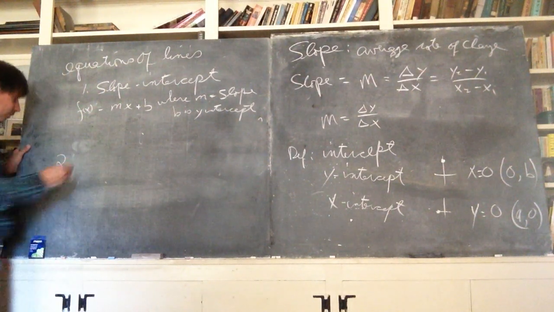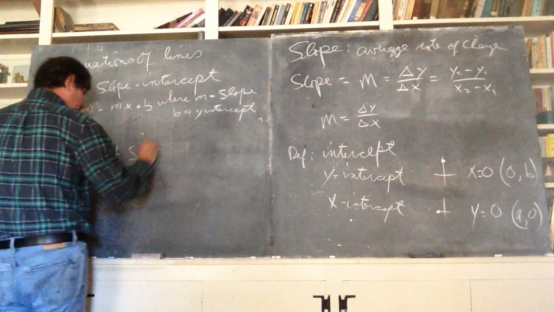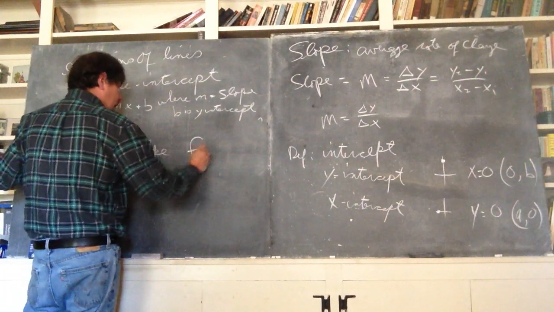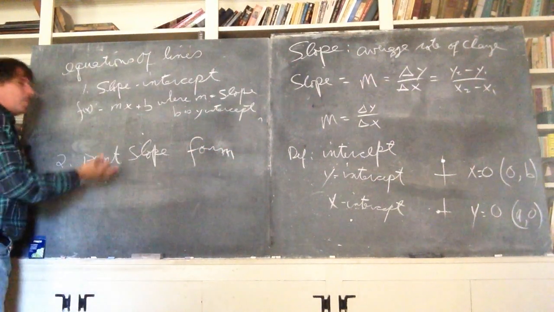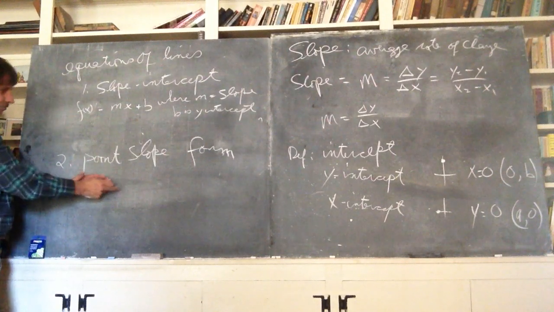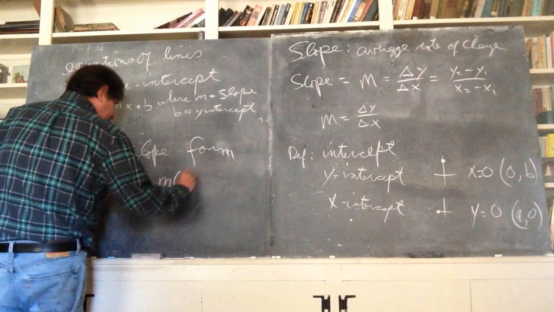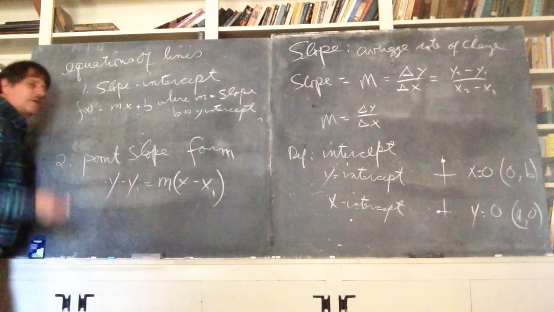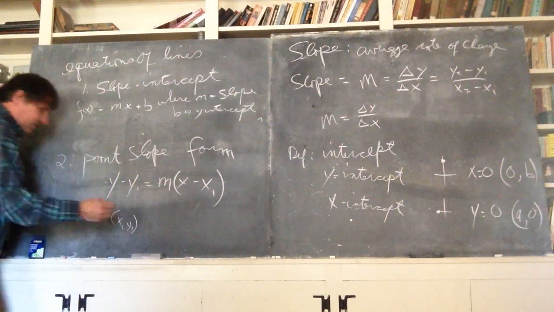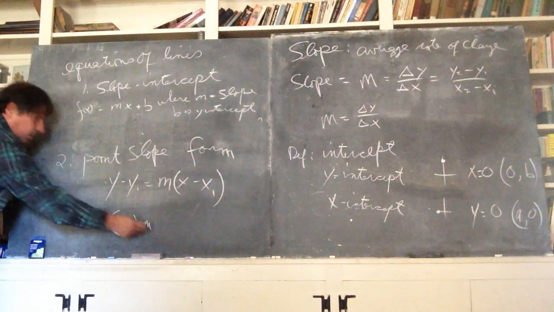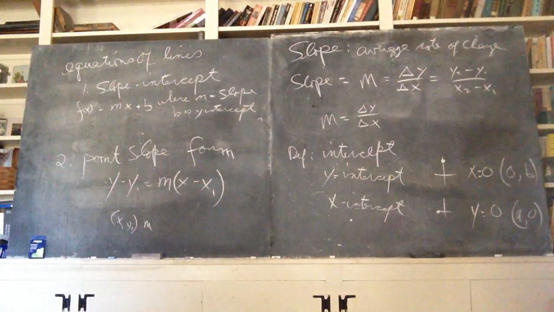Another kind is called point-slope form. It's what you use when you have a point and a slope. By the way, in calculus, you'll be using this quite a bit. y minus y1 equals m times x minus x1, where you're given one point, the point (x1, y1), and the slope. You put them in there, and in that way you create an equation of a line.